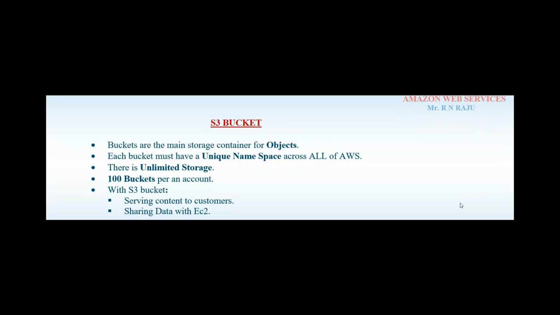That bucket is one container. Each bucket name must have a unique namespace across all of AWS. I mean the bucket name should be unique. So if I create a bucket with the name cloud, we cannot create another bucket with the same name. That's why bucket names are a unique namespace. But the size of the bucket is unlimited. There is unlimited storage. How many buckets per account? 100 buckets per account. You can create 100 buckets per account.